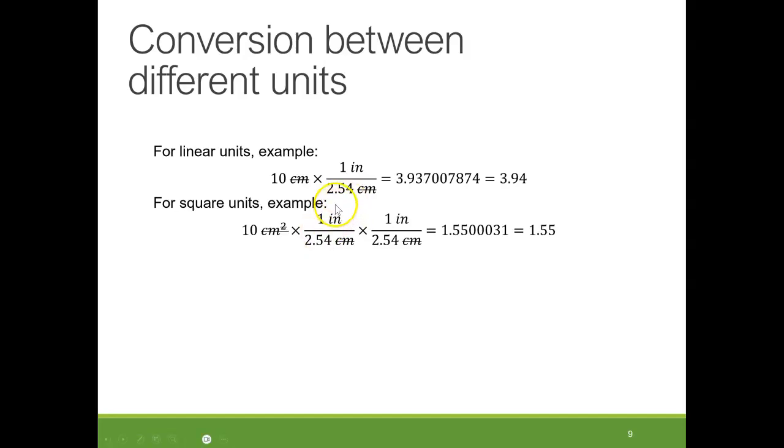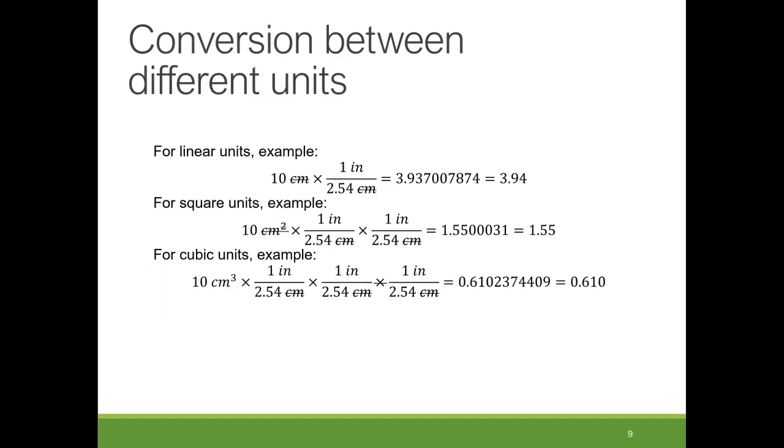Again, if you are into the whole brevity thing, you could put a parenthesis around one of these and write squared on the outside. That's okay too. I typically write multiple sets of them because I just don't want to make a goof up and forget to do the squared when I type into my calculator or something. And then if it's a volume, we're going to need to do that linear conversion 3 times because a volume is a cubic unit.